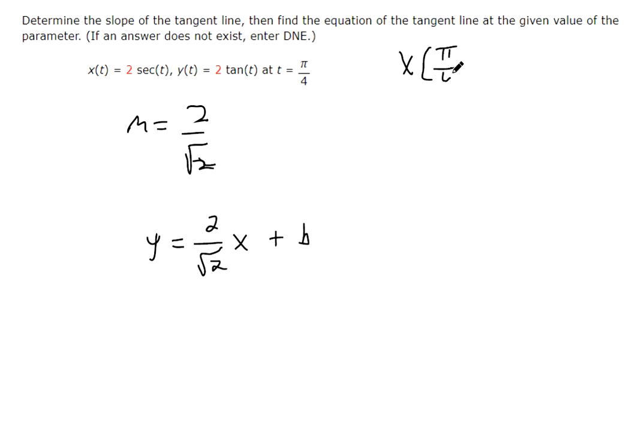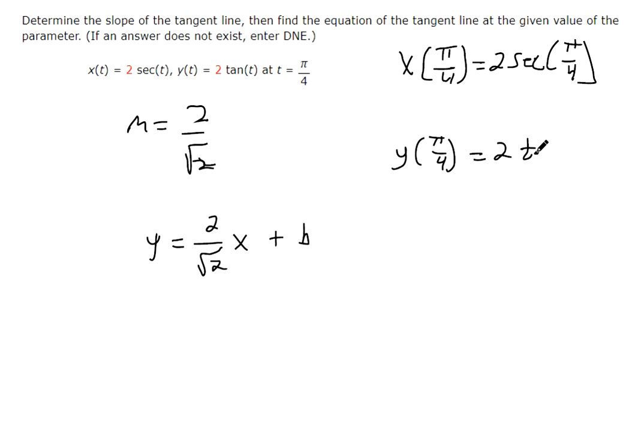So plugging in pi over 4 over here. And then we got y of pi over 4 that equals 2 tangent pi over 4. So this is a value that sometimes students memorize in a pre-calc course. This is going to be 1. I can show you why though in just a second here. So let's start with this one, 2 secant pi over 4. That's 2 over cosine pi over 4, because secant is the reciprocal of cosine.